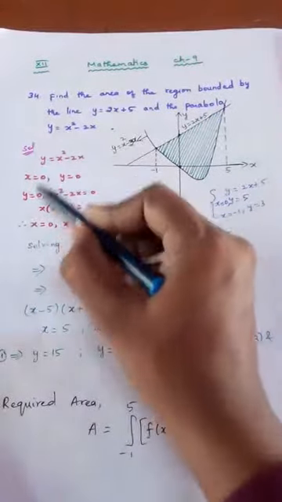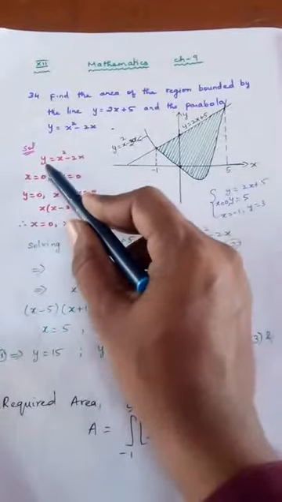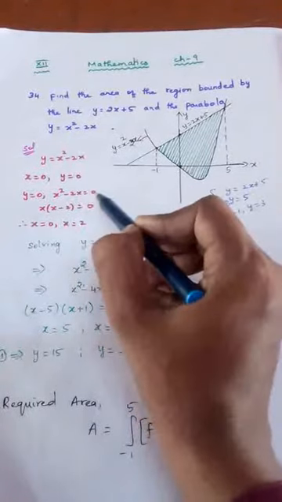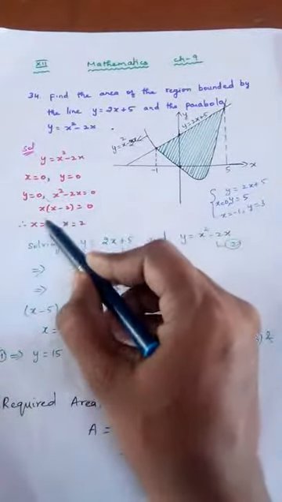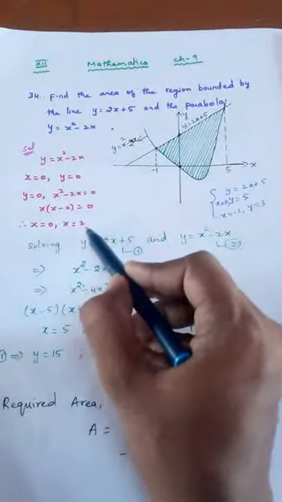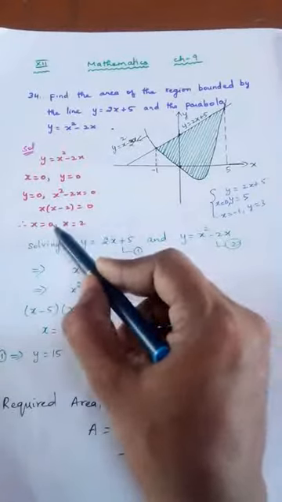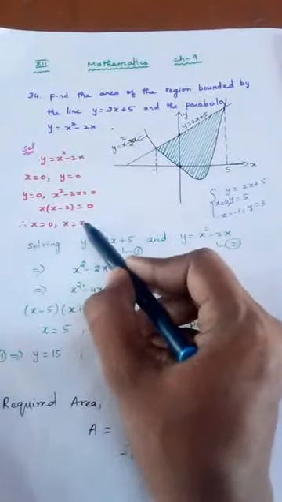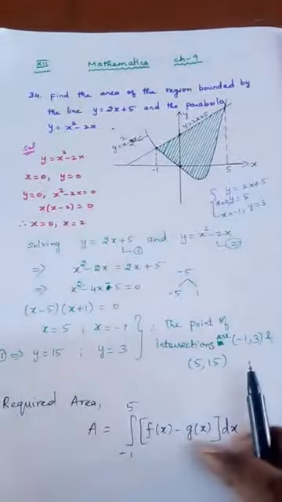Now again I am putting y as 0. If you put y equal to 0, you will get x square minus 2x equal to 0. So taking x as common, x equal to 0, the other one is x equal to 2. So 0 and 2 are the 2 points where the curve meets the x axis.